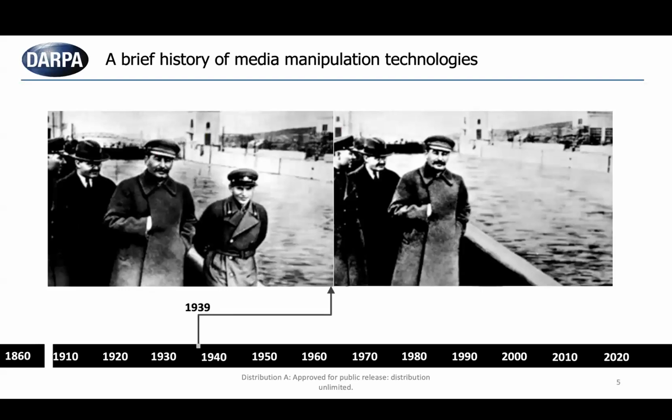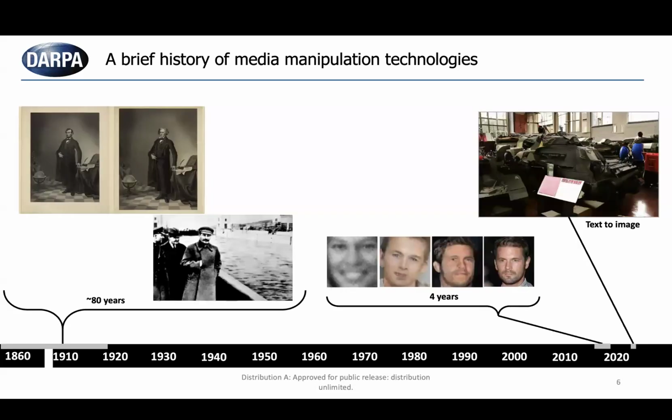Another interesting example is the picture on the left. You see this person who was the head of the police, with Stalin. Stalin didn't like him, got him executed, and got him removed from the picture. So over a period of 80 years, we were doing this kind of modification to images and so on. It was expensive. Someone had to do that.